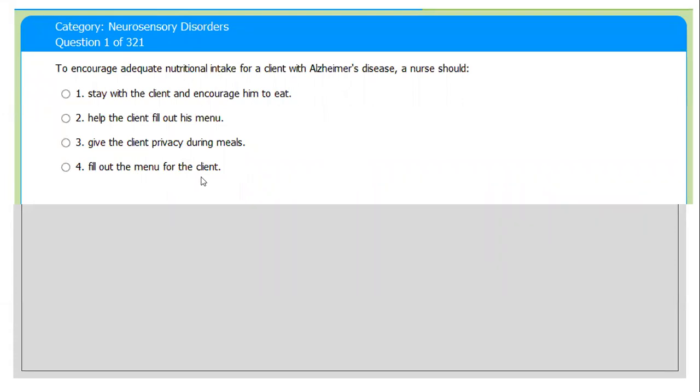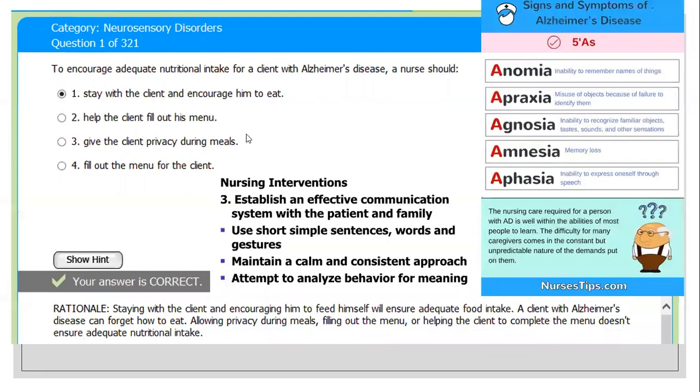So if I asked you what is the most common symptom of Alzheimer's disease, you must answer me memory loss or forgetfulness. So if forgetfulness or memory loss is the commonest sign, you can easily find out what should be the answer. The correct answer is number one, stay with the client, encouraging him to eat.